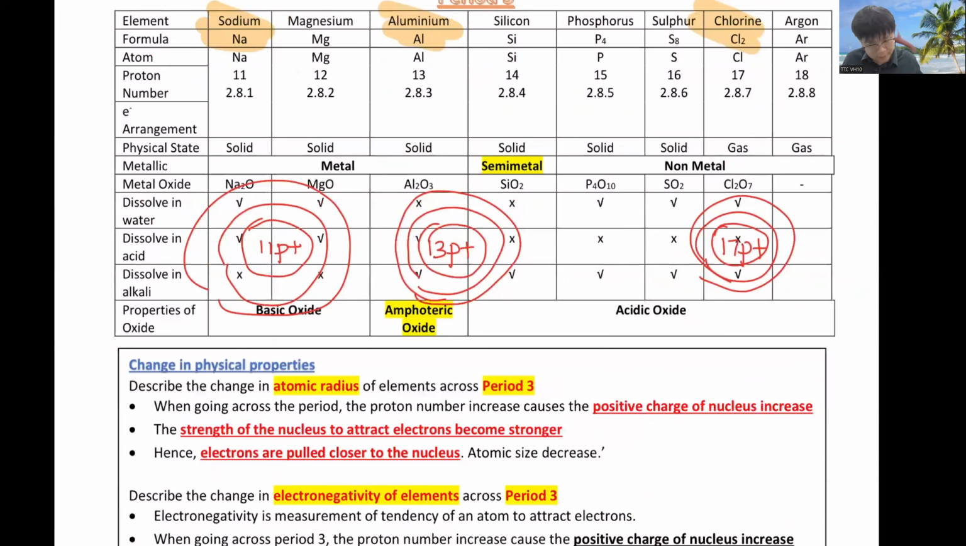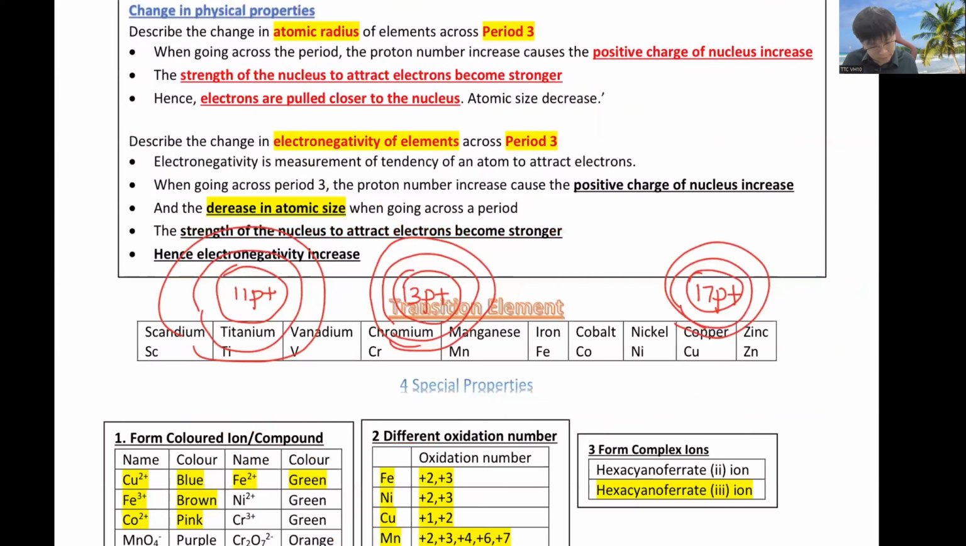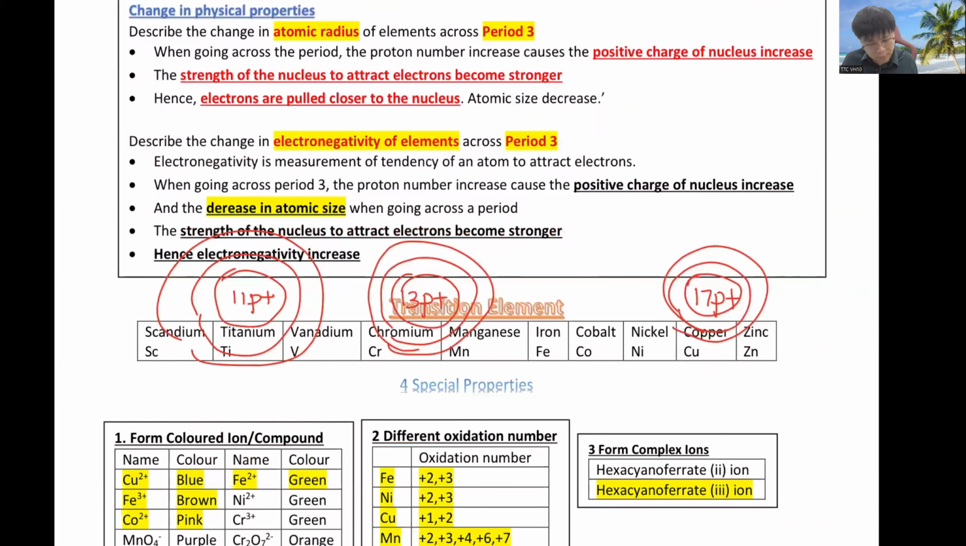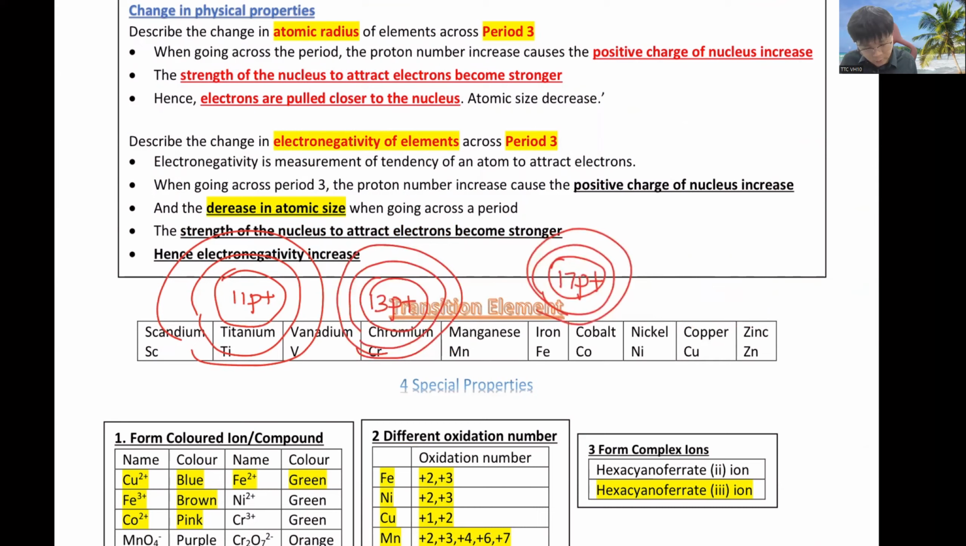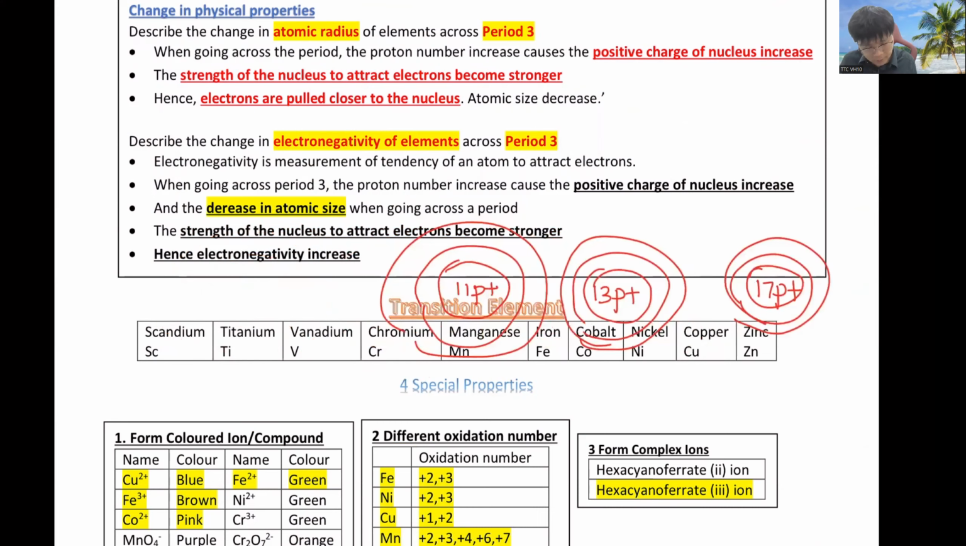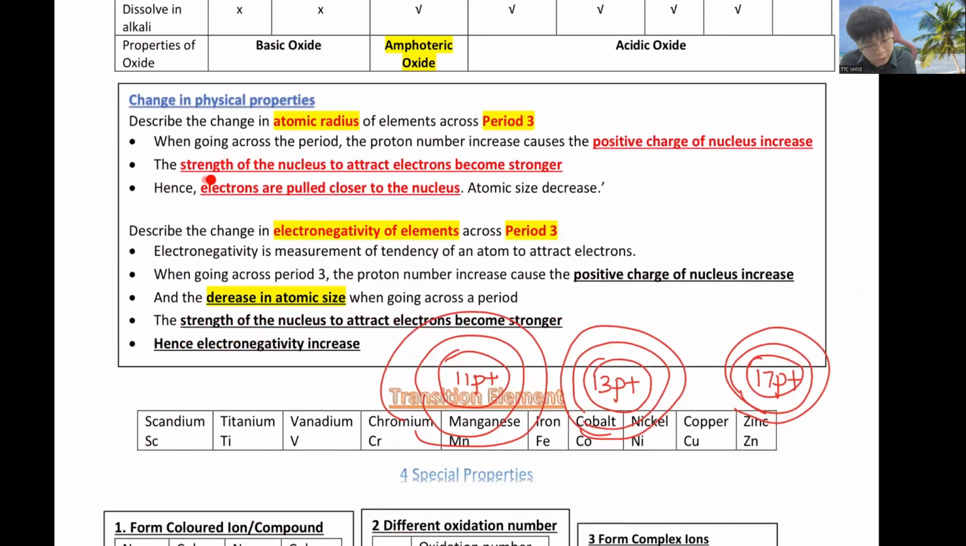So the explanation will be something like this. As the proton number increases, the size gets smaller. The reason is the strength of the nucleus to attract electrons becomes stronger: 11 is weaker force, then stronger and stronger. So all the electrons are attracted closer, because outside is all negative electrons. The positive nucleus attracts all the electrons closer, that's why the size decreases.